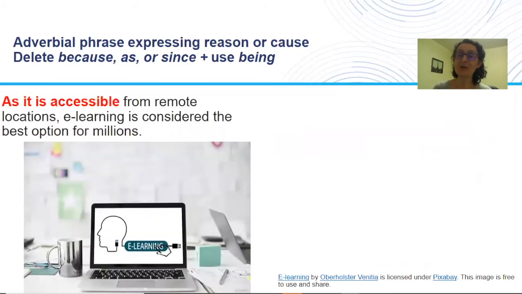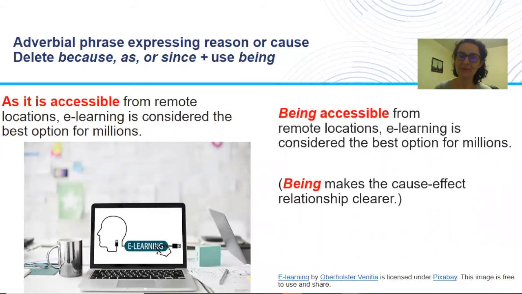There is one more important thing to mention. If we reduce an adverb clause that contains just a be verb and an adjective, the be verb is not omitted, but it is changed into being. As it is accessible from remote locations, is reduced into being accessible from remote locations. Being in this sentence makes the cause-effect relationship clearer.